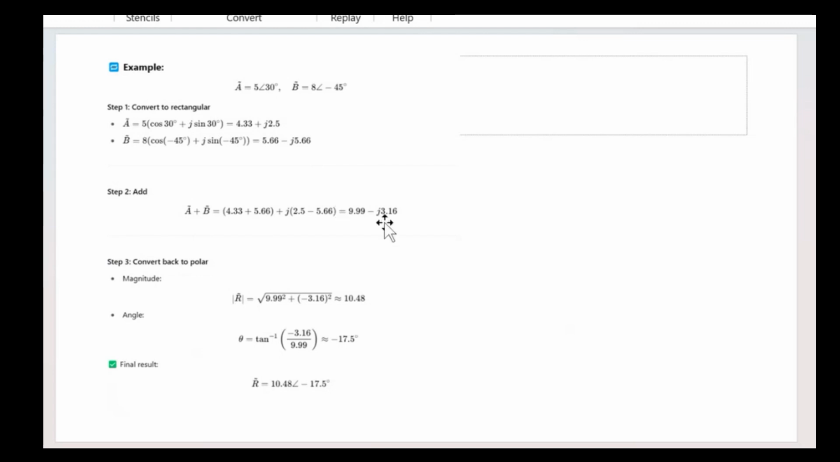And then we can add these two phasors and obtain the value of 9.99 minus 3.16j, which we can convert into a phasor again by obtaining the magnitude as the square root of 9.99 squared plus 3.16 squared, which is going to be 10.48, and then the angle would be the arctangent of 3.16 divided by 9.99, which in this case would be minus 17.5. This is going to be your phasor.